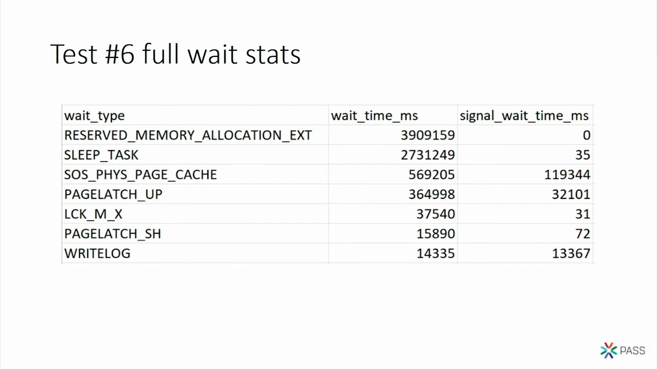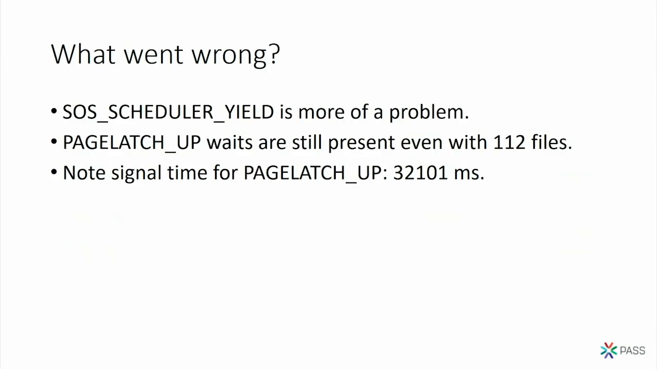It's back. The RESERVED_MEMORY_ALLOCATION_EXT wait is back. So I've significantly reduced my PAGELATCH_UP, but it's still there. I've got 112 data files, but I still have this wait. I don't want this. I want this wait to be gone, OK? So why is this happening? I've got more SOS_SCHEDULER_YIELD than before. I've got 32 seconds of signal wait, which doesn't sound like a lot.